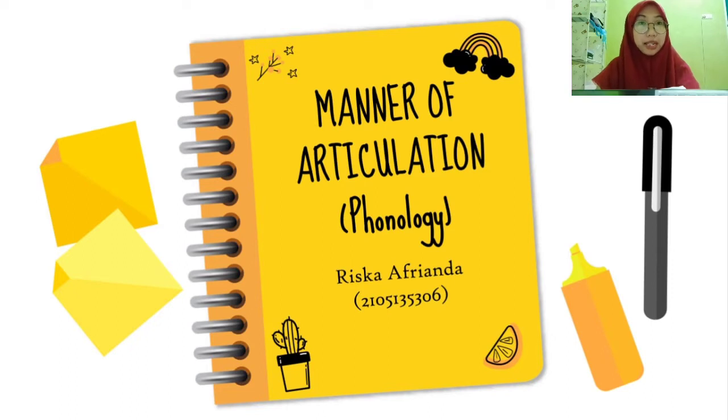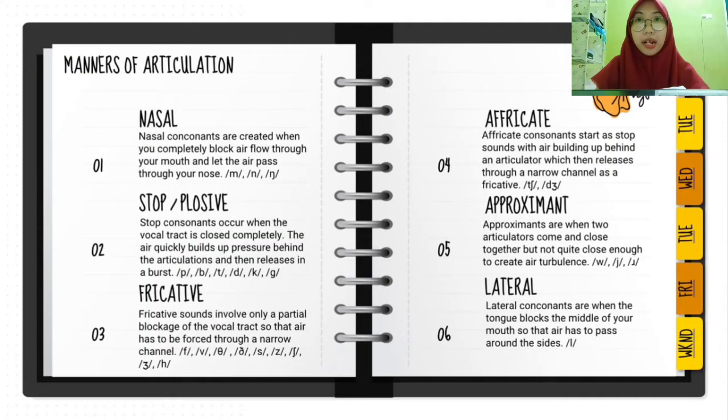I'm from class 3C. In this video, I would like to present about manners of articulation from phonology task. What does manners of articulation mean? The manner of articulation of a sound is how the airstream is affected as it goes through your vocal tract. Essentially, the manners of articulation describe how air is modified to create different speech sounds. There are 6 different ways or manner of articulation that we will discuss in this lesson.